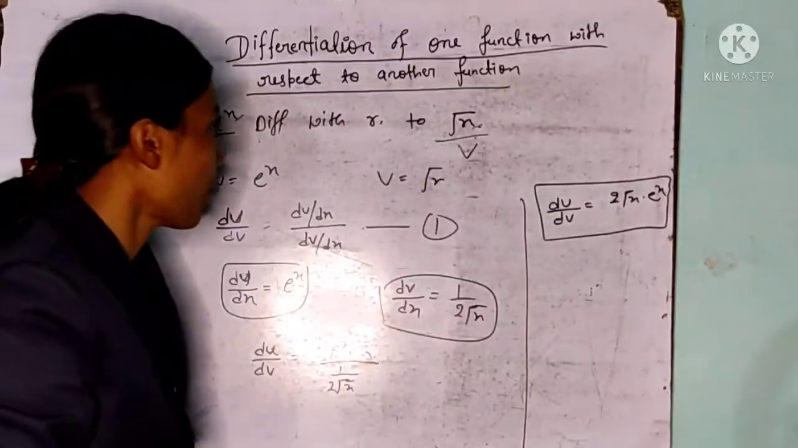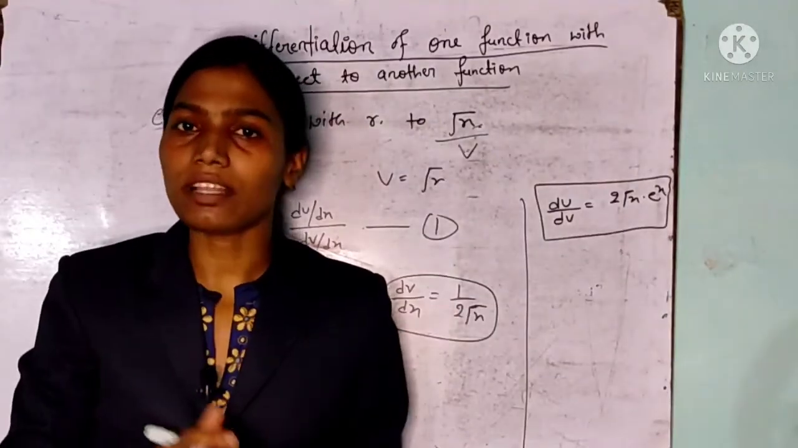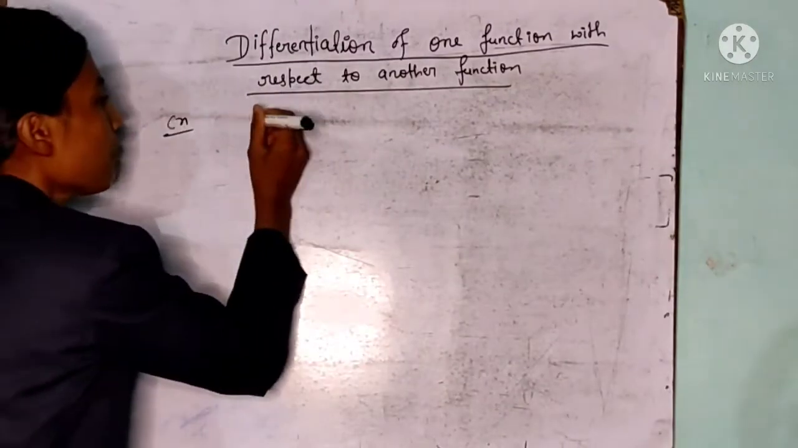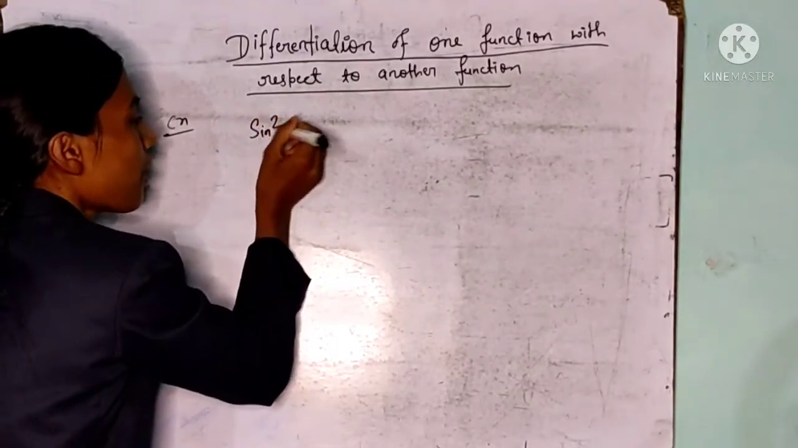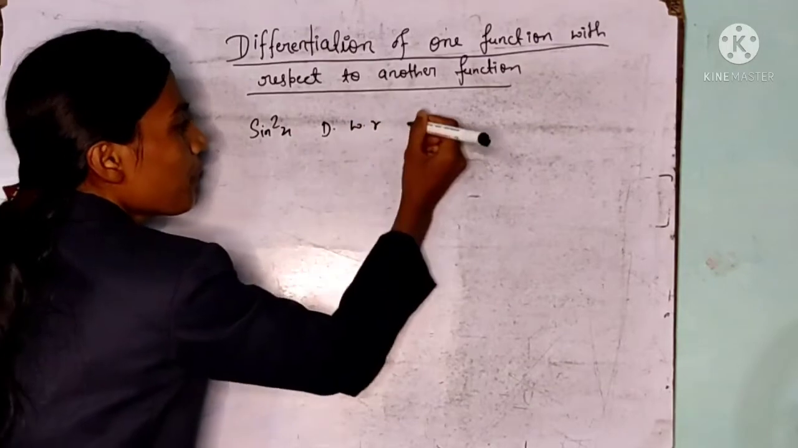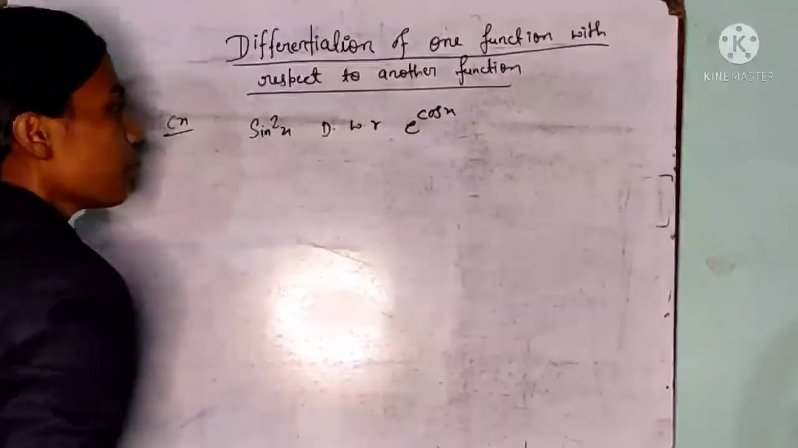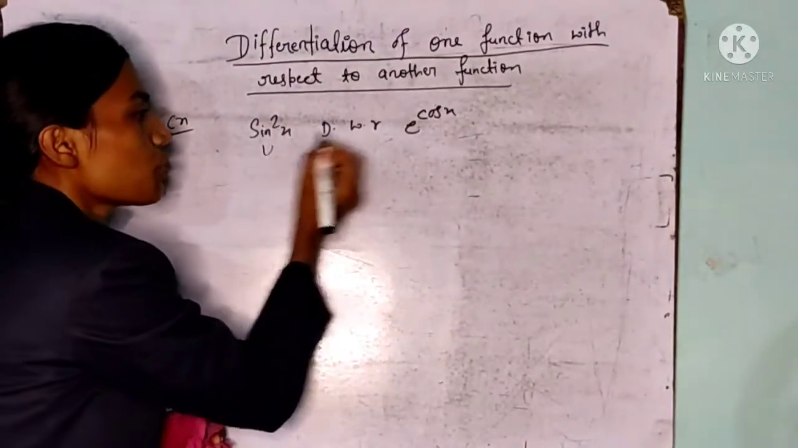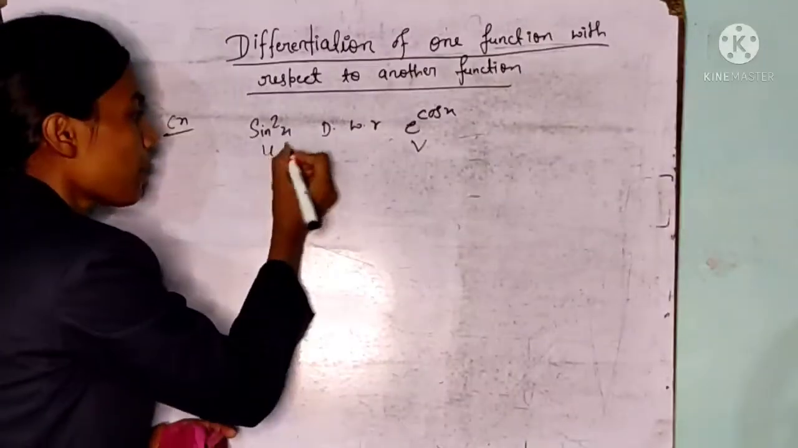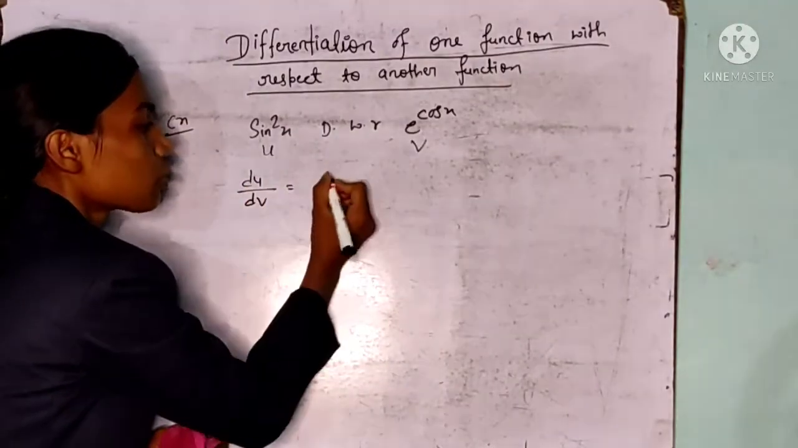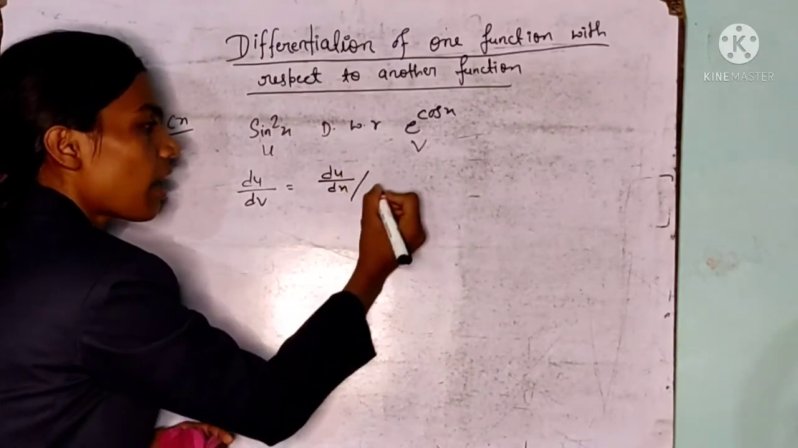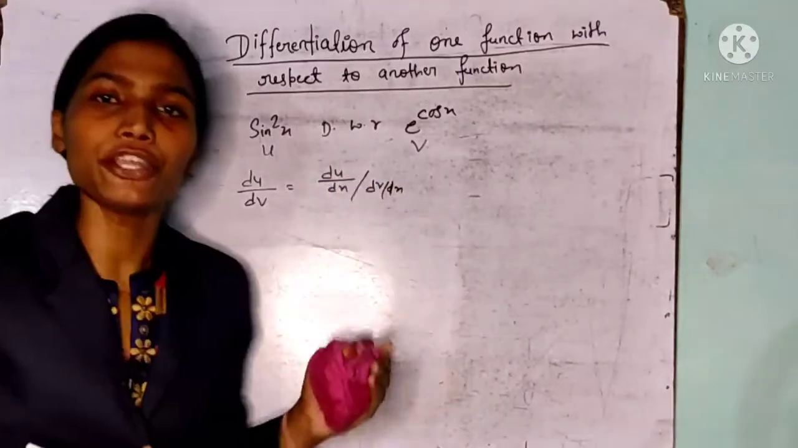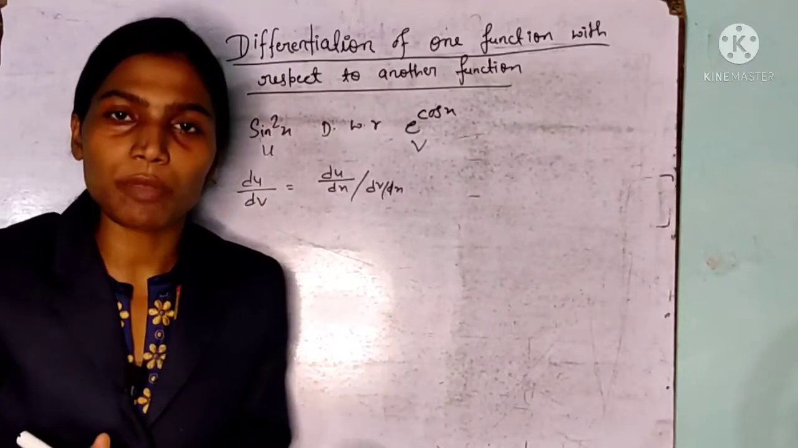Can you understand? Now again we solve more examples, then we understand how to find differentiation of one function with respect to another function. If the given function sin squared x is differentiated with respect to e^(cos x), what will we do? Again we apply the same rule. Take the first function as u and the second function as v. Now we need to find du/dv, so we arrange du/dx upon dv/dx. dx gets cancelled and finally we get du/dv, that means one function with respect to another function.